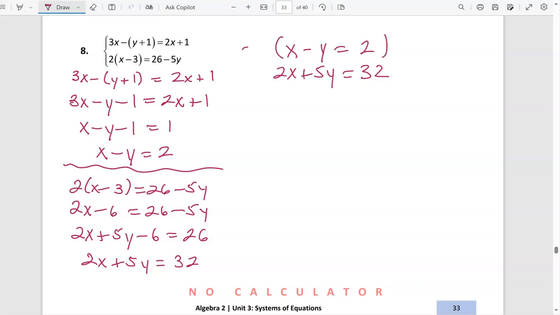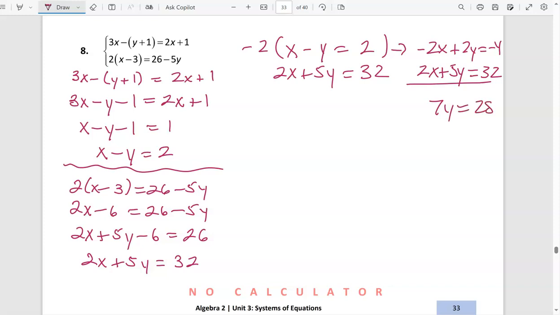Let's multiply the first equation by negative 2. That will allow us to add the equations together and cancel those x variables. Negative 2x plus 2y is equal to negative 4, and add that to 2x plus 5y is equal to 32. Adding together, we get 7 times y is equal to 28, and y is 4.